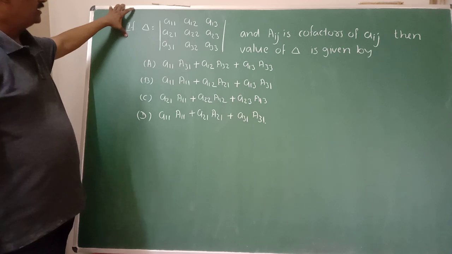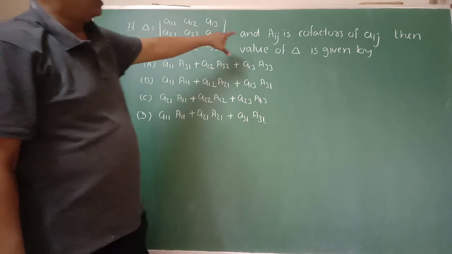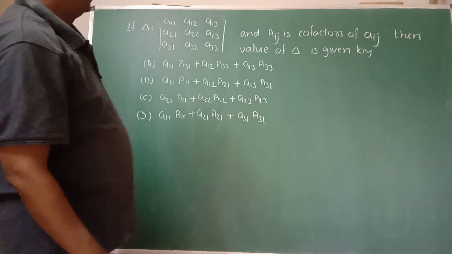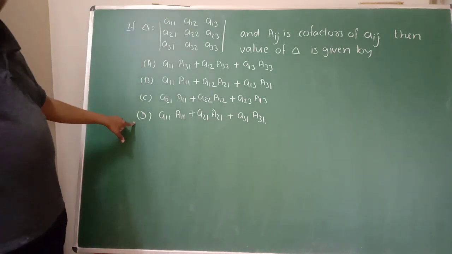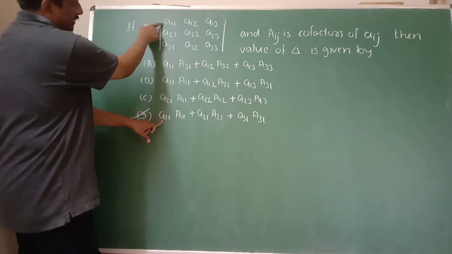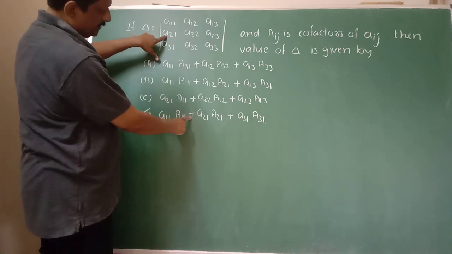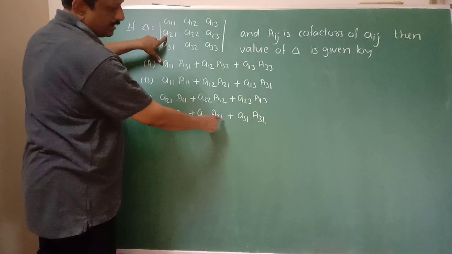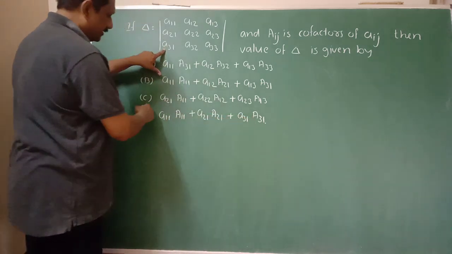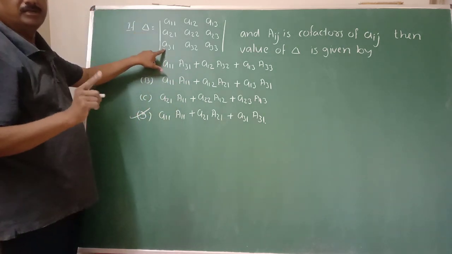So the objective question is: if delta is a given determinant and capital Aij is the cofactor of Aij, then the value of delta is given by, four options are there. According to the first note, D is the correct option. A11 means this element, its corresponding cofactor A11, plus A21 is this element, its corresponding cofactor A21, plus A31 is this element and its corresponding cofactor A31. It gives the value of the determinant delta. Hence D is the correct option according to the first note.